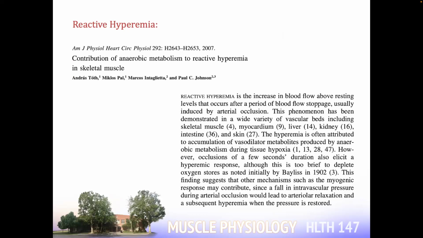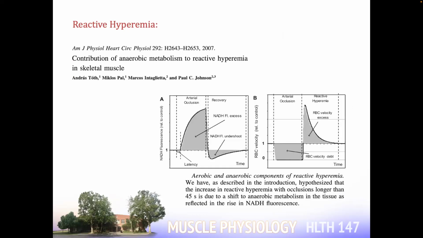And this isn't just a phenomenon of skeletal muscle either. It exists all over the place. The liver, the kidney, the intestines, the skin. Wherever there's a buildup of vasodilating metabolites, you'll get an excess of blood following occlusion. And then throughout the occlusion, the metabolic environment will change. The ratio of aerobic to anaerobic, you'll become more and more anaerobic as the occlusion is maintained.